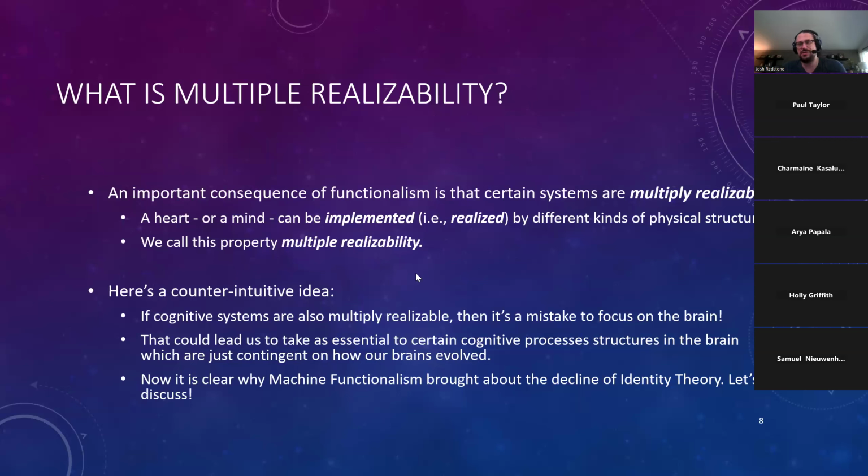And one counterintuitive idea here is that if multiple realizability is true, if cognitive systems are multiply realizable, then it might even be a mistake to focus on the brain, right? We might believe that there are structures in the brain that are essential for cognition or certain aspects of cognition, which are actually just contingent on how brains evolved.